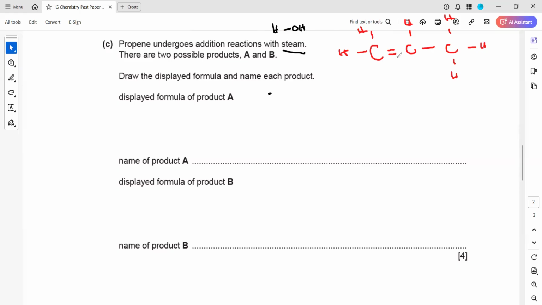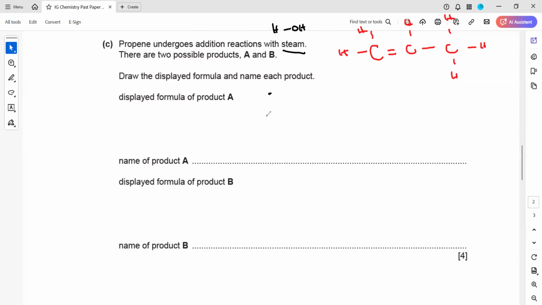Alcohol. Maybe alcohol will form. That's right. But maybe the OH might be attached to the first carbon and H attached to the second carbon. That is one possibility. Or what is the second possibility? When the double bond breaks, the OH might be attached to the second carbon and H attached to the first carbon, because both possibilities are there. So we have to complete a product.